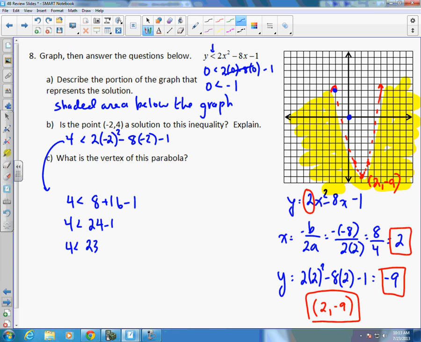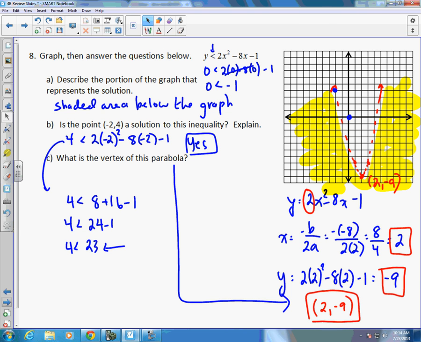So in this particular case, I do get a true statement. So this one would say yes. And the reasoning would be right here. Explain is the work that you showed right there. And then lastly, what is the vertex of this parabola? Well, we found that in order to graph it. So we found that before we did anything else. So that would be how you do question 8.